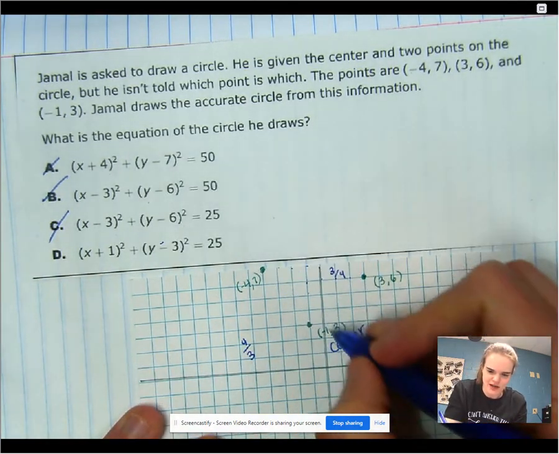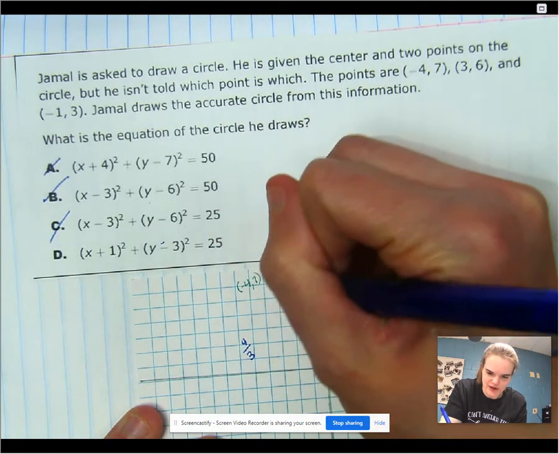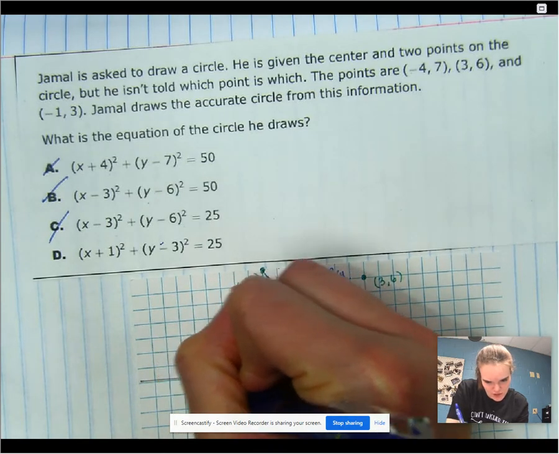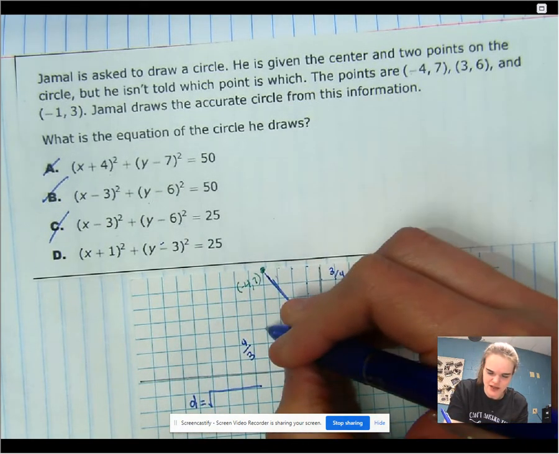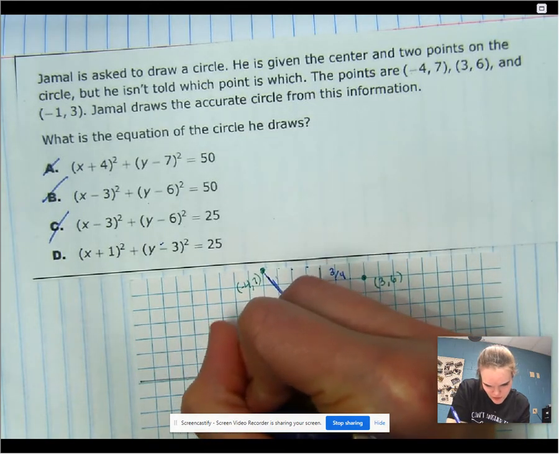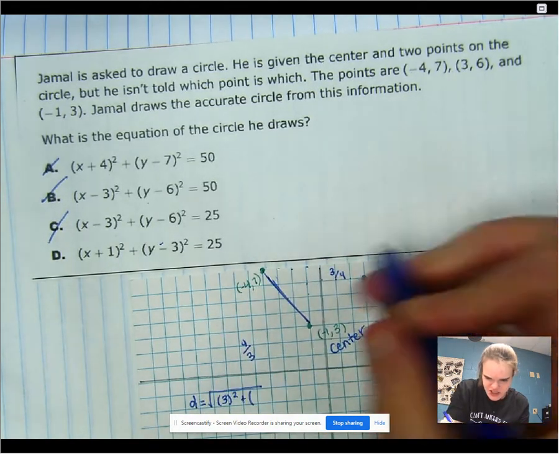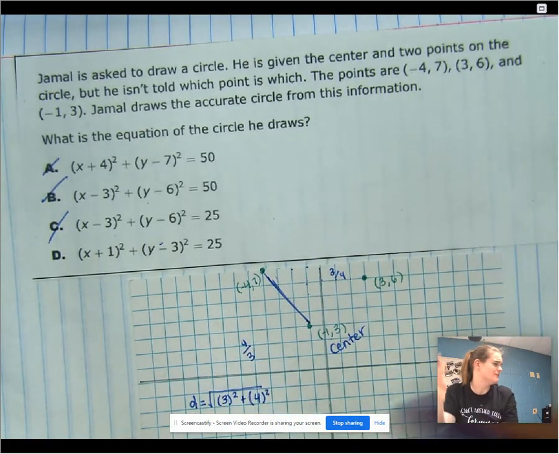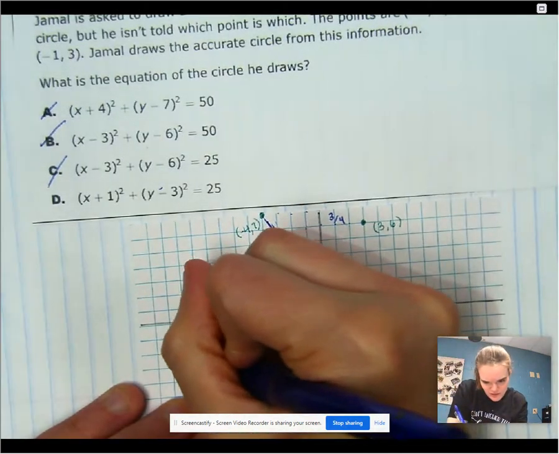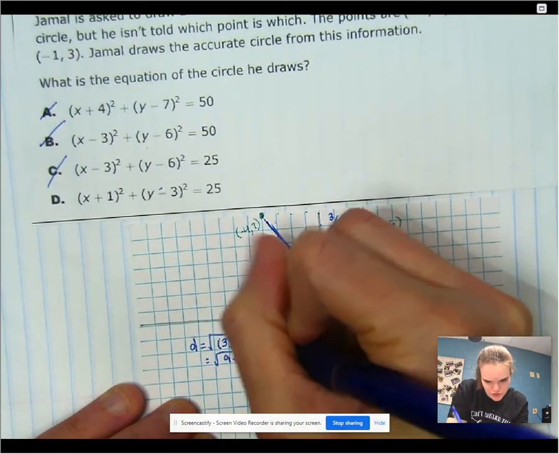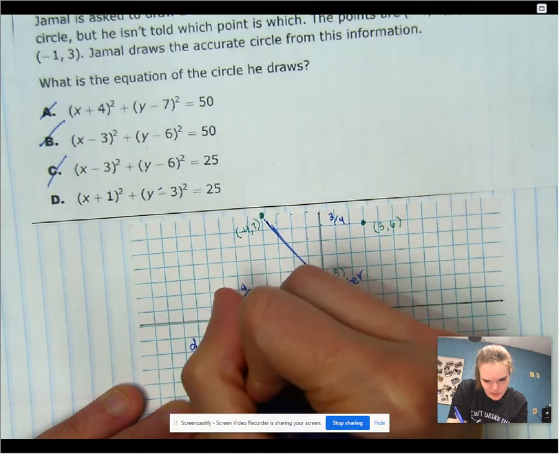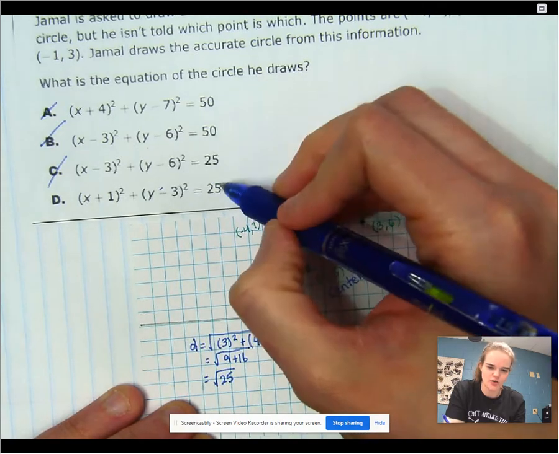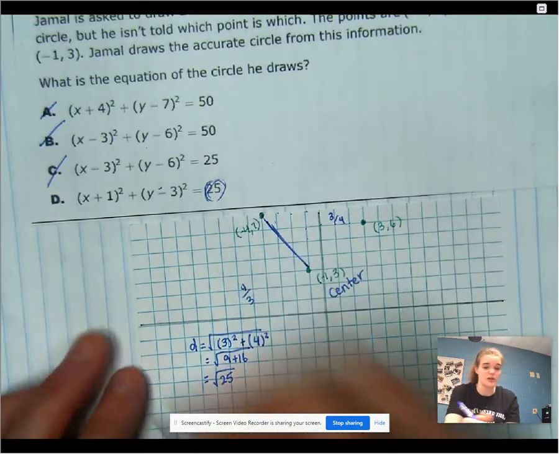To find the radius, what we would actually need to do is find this distance. To find that distance, we use the change in x, so it went 3 units, squared, plus the change in y, it went up 4, squared, and we take the square root of that. 3 squared is 9, 4 squared is 16, 9 plus 16 is 25, square root of 25 is 5. Well, also, this is r squared, so the correct answer is, in fact, D.